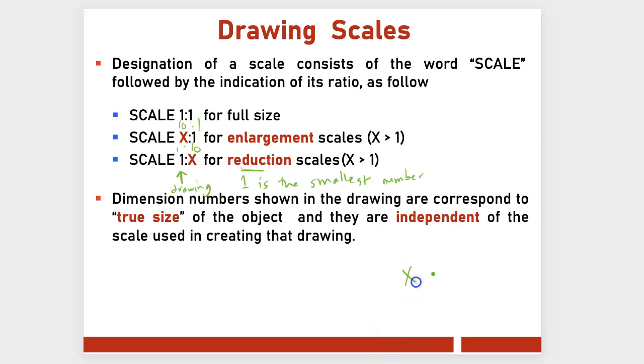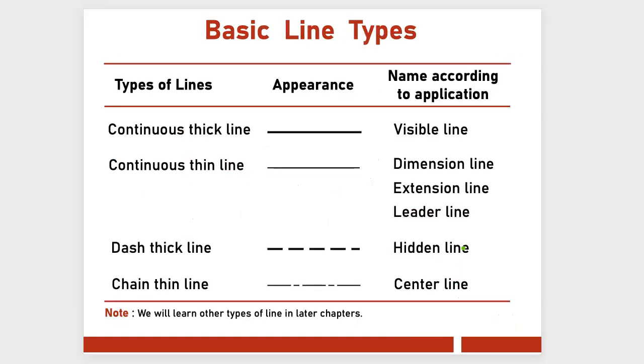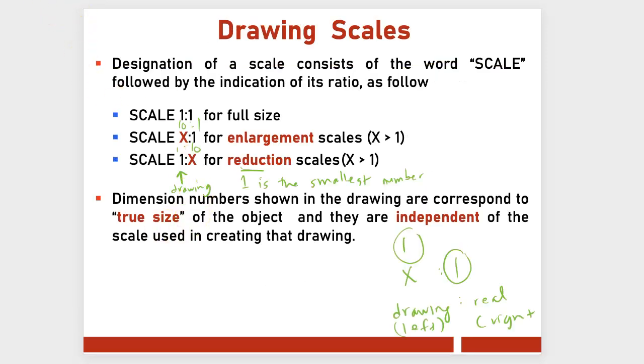Again, this side, the left side, is always drawing. This side is always the real object. 1 is the smallest scale. So if 1 is on the left side, the drawing is smaller. If 1 is on the right side, the actual size is smaller. Dimension numbers shown in the drawing correspond to the true size of the object, and they are independent of the scale used in creating that drawing.